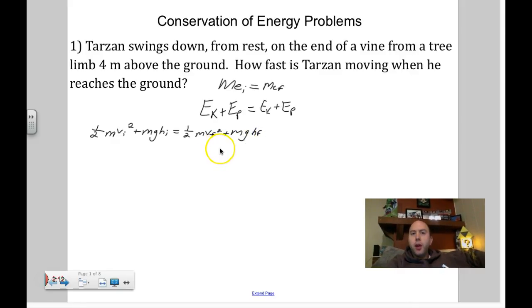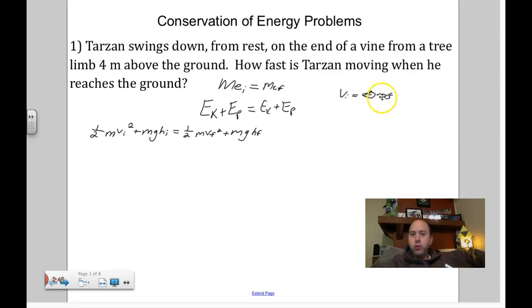So now let's read the problem and figure out what I have, because I only gave you one number that you actually see. What is that one number? It says 4 meters above the ground. So you have to think, what is the problem doing? You have a person up on a tree limb, 4 meters above the ground. They started 4 meters above the ground and they're not moving at all. So your initial velocity is 0 meters per second.